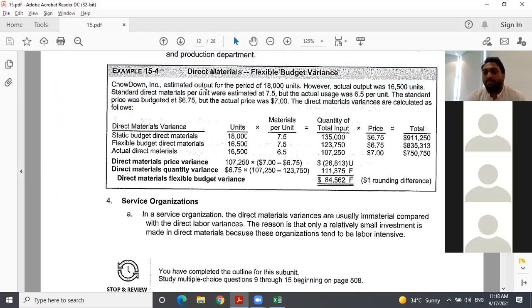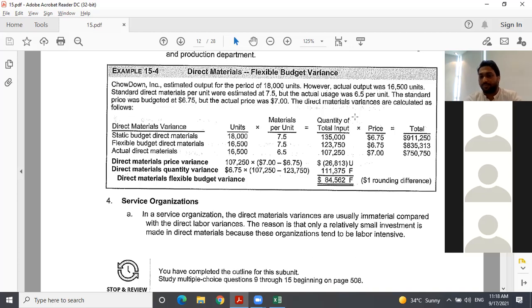Direct material flexible budget variance. Sharon Incorporation estimated output for the period of 18,000 units. Our actual output was 16,500 units. Standard direct material per unit was estimated at 7.5, but the actual usage was 6.5 per unit. The standard price was budgeted at 6.75, but the actual price was 7. The direct material variances are calculated as follows.